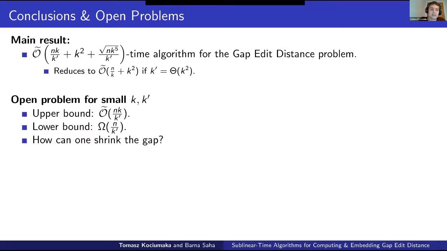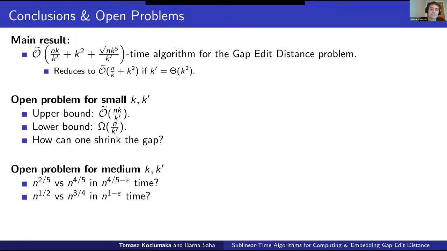So the natural open question is whether this gap can be made smaller. It's not even clear which direction one should tackle, perhaps the lower bound, but maybe the upper bound as well. And the gap is even bigger for intermediate values of k and k prime. That's because our running time has those additive terms, k squared and the third one. And here you can see two particular cases which could serve as a testbed for designing future sublinear-time algorithms.